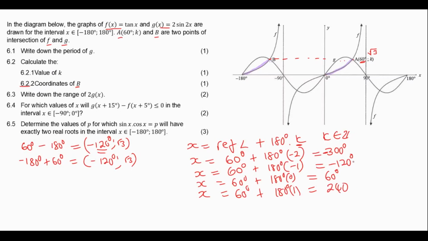But in the negative side, you can see we have -120 degrees, meaning that this -120 degrees should be here at B. You see that? That's how you can do it. So you can say the coordinates of B are (-120 degrees, root 3).